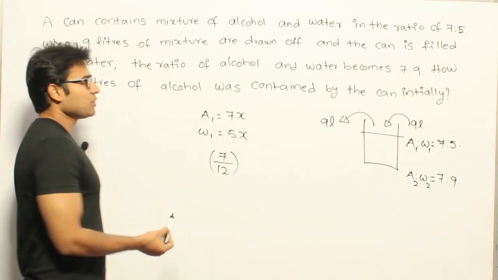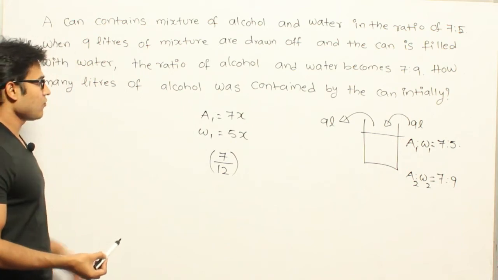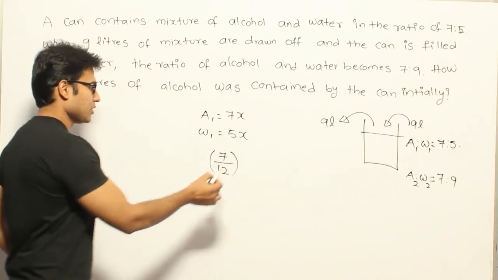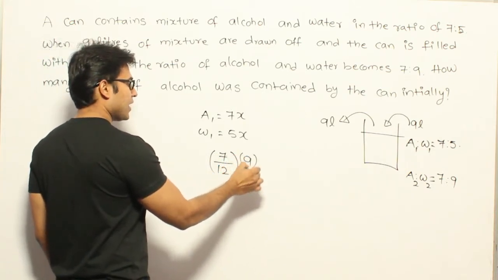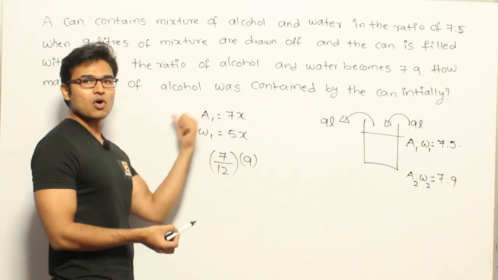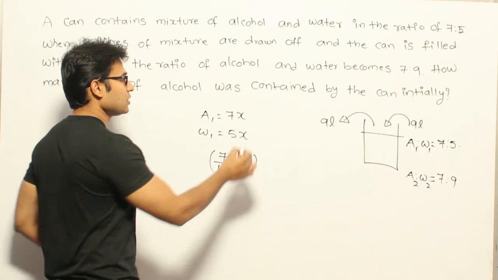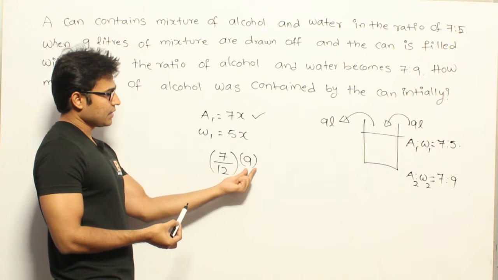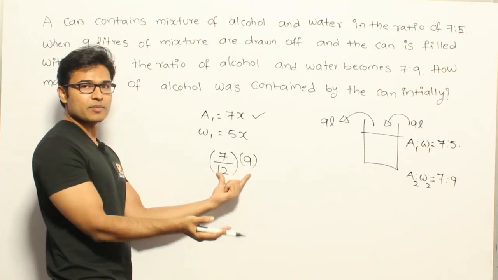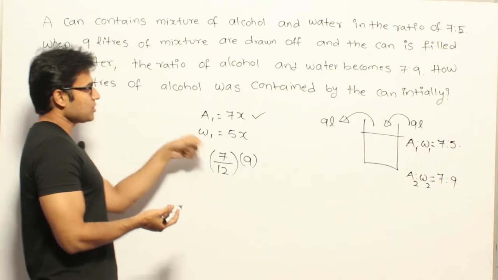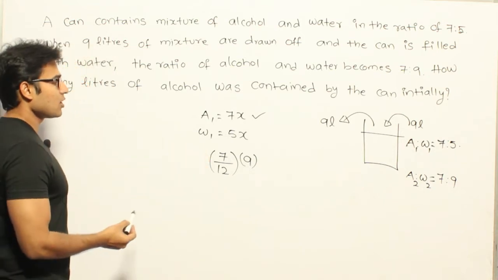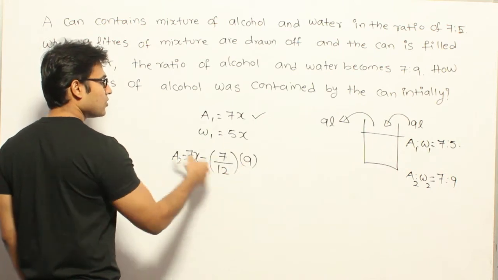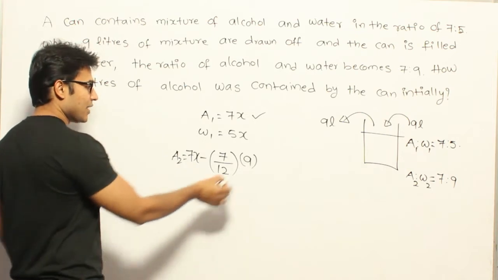So now when I remove 9 liters of the mixture, then 9 into 7/12 of the alcohol will go out of the container. Got it? So the total content initially was 7x liters. Now if I remove 9 liters, then this much amount of alcohol will be removed from the can. Then how much alcohol will be remaining? The final amount of alcohol remaining will be equal to the initial amount, which is 7x, from which we are going to remove this.